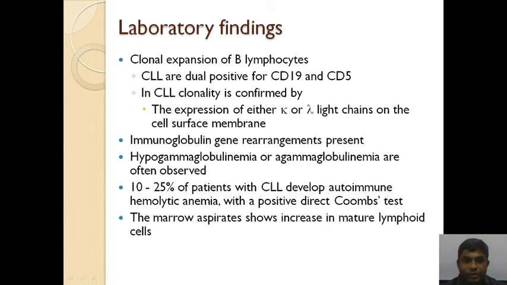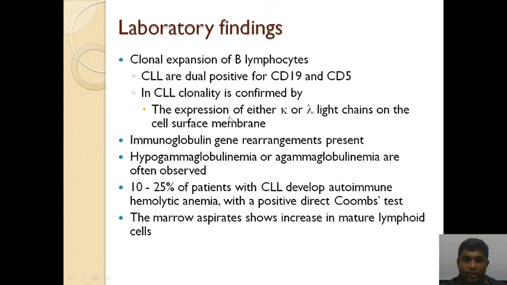In the laboratory testing, we see increase in the B lymphocytes. The B lymphocytes are positive for CD19 and CD5. Normally B lymphocytes show CD19, which is a B cell marker, but CD5 is absent. Whereas in the case of CLL, CD5 is abnormally present, which helps in identification of this subtype of CLPDs, and it is a clonal process.